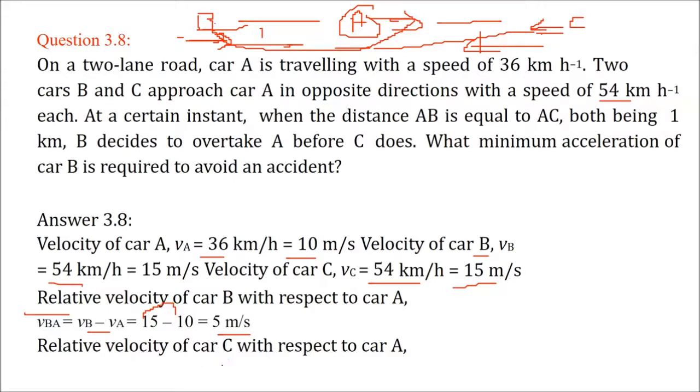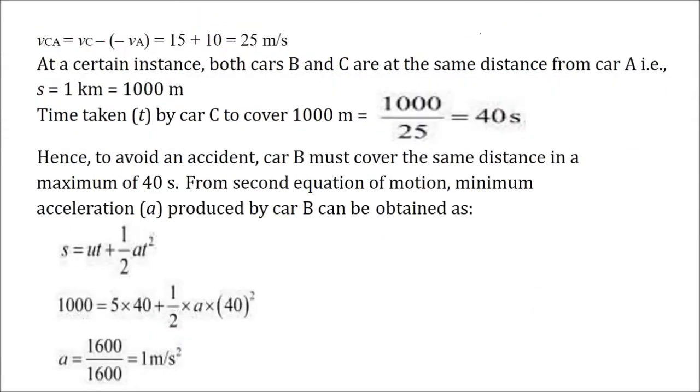But when we are talking about C and A, then because they are coming in opposite directions, if this is taken as plus, this has to be taken as minus. So in this case, we'll take minus VA. The speed will increase when they are opposite. So VC minus VA, this is the relative velocity of C with respect to A. 15 plus 10, that is 25 meter per second.